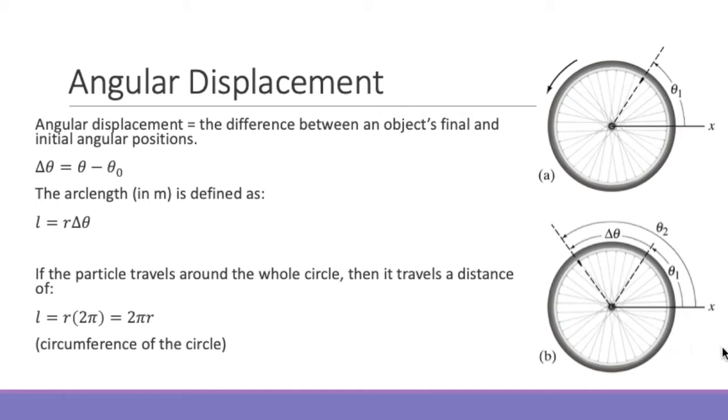A particle moving around a circle of fixed radius r travels a distance called the arc length as it moves through an angular displacement around the circle. So I have some definitions here.